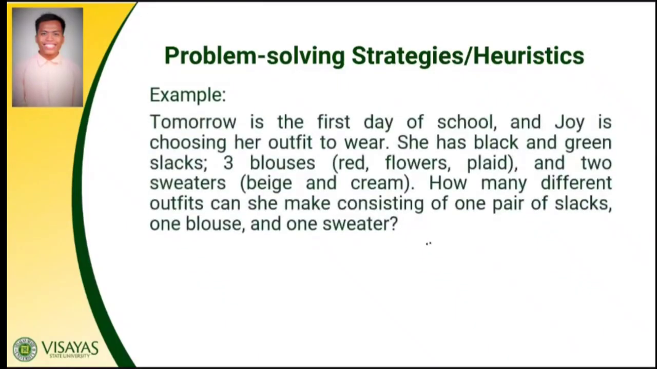Tomorrow is the first day of school and Joy is choosing her outfit to wear. She has black and green slacks, 3 blouses, the red, flowers, and plaid, and 2 sweaters, beige and cream. How many different outfits can she make consisting of 1 pair of slacks, 1 blouse, and 1 sweater? Okay, so 3 blouses. We can make a list.